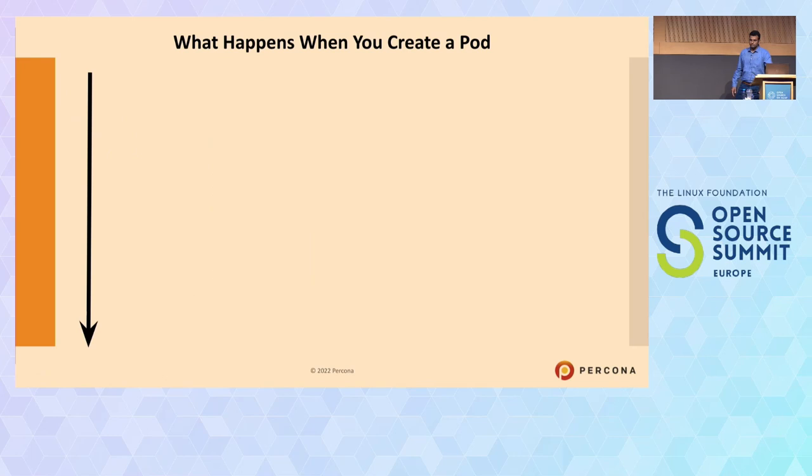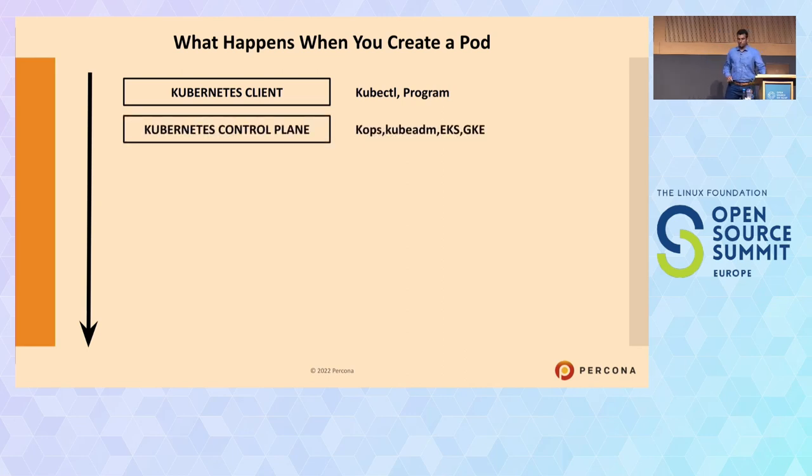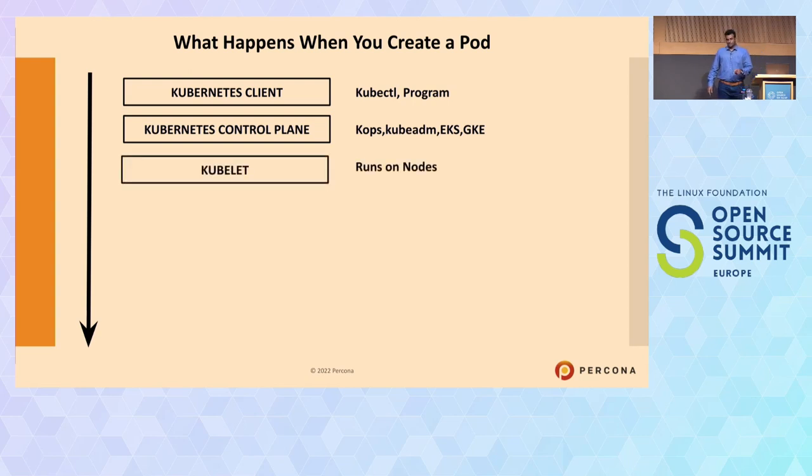So what actually happens when you create a pod? You have a Kubernetes client, which is kubectl or a program, right? You initiate the program, and the first thing it does is connect to the control plane, ideally the API server. The control plane could be anything like EKS or GKE, or something self-managed like kOps or kubeadm. What it does is talk to the kubelet to ensure the pods run on specific nodes.